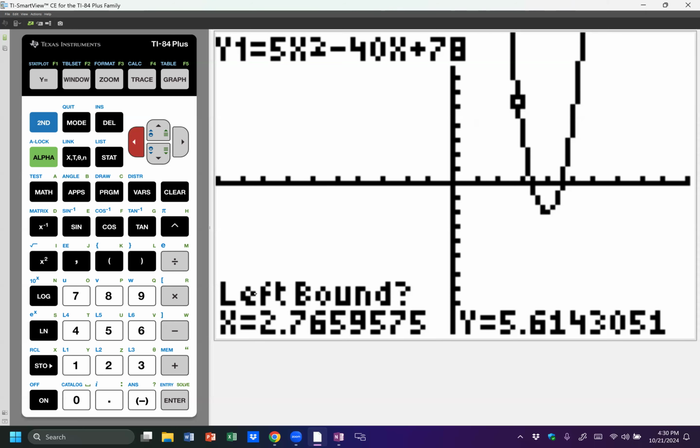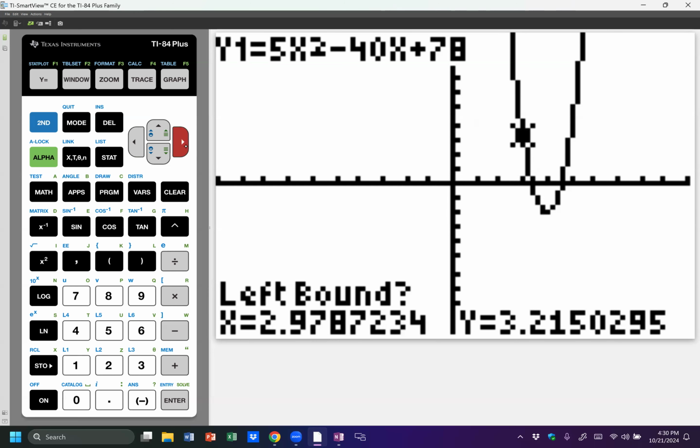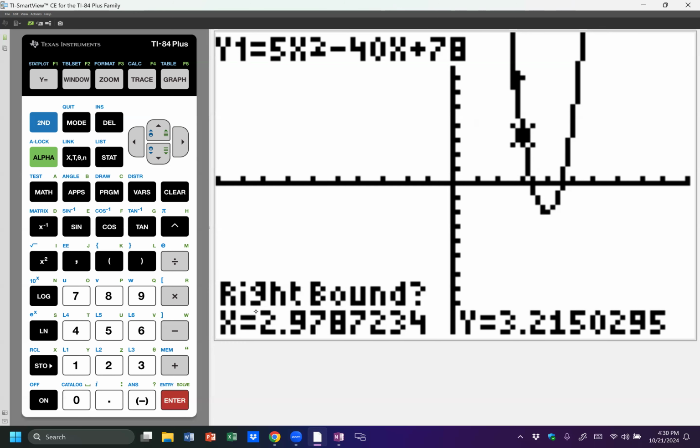If it does not say left bound in your screen and it just has the numbers, you did something wrong. It has to say left bound. So my cursor is on the left side. It doesn't matter where on the left. I could move it to anywhere on the left side. So any of these spots that it's in right now would be great. Then I'm going to hit enter and it changes and it says right bound.